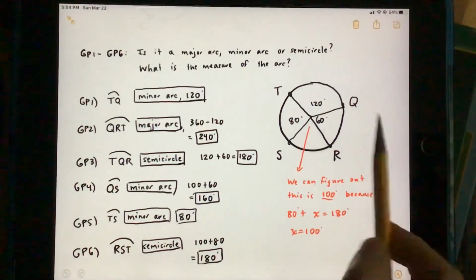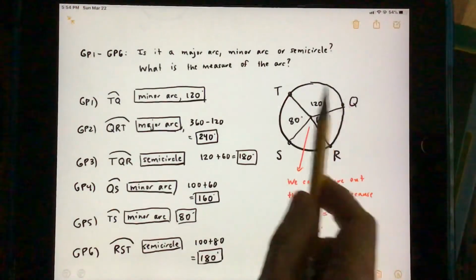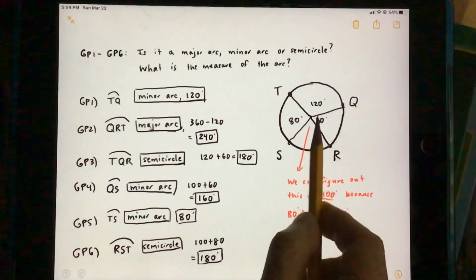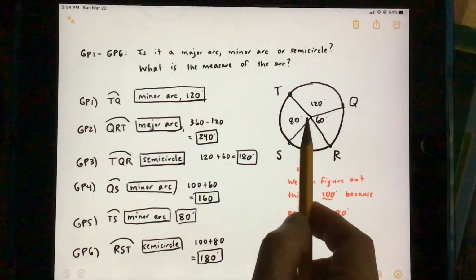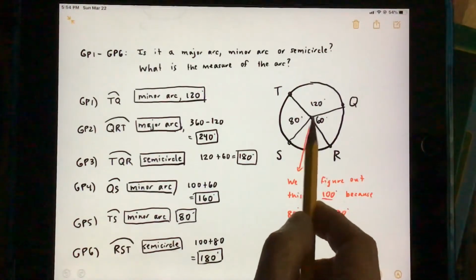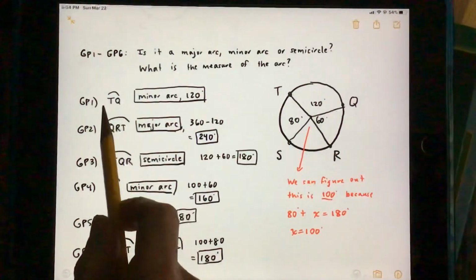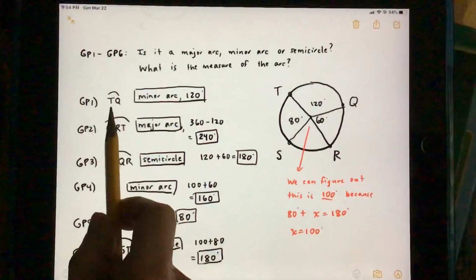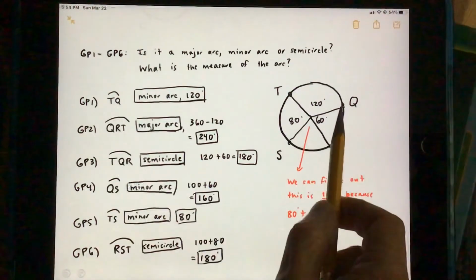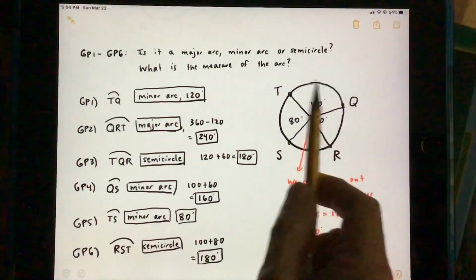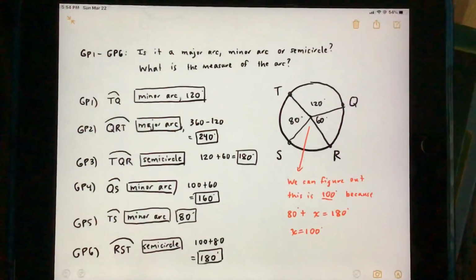Guided practice 1 asks us to think about from T to Q here. What is the measurement of that arc? And of course, this point is the center of the circle, so that all of these angles here are proceeding from the center, and they are central angles. So arc TQ is a minor arc. It's named with two letters, so we know it's a minor arc, and it's already labeled as 120 degrees. So no calculation to do on that one.